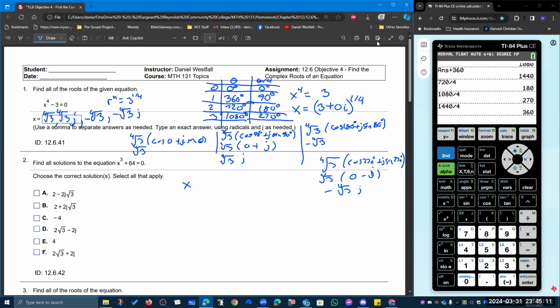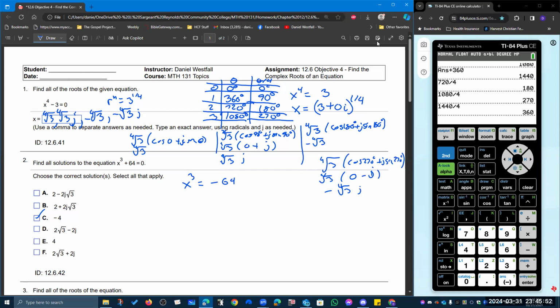Choose all the correct solutions for this one here. So x cubed is equal to negative 64. We know 4 times 4 is 16 times 4 is 64, so we should have one answer that is negative 4. We know that that's our real solution. 4 is not a solution. Let's go ahead though and look at our roots of unity here. It's so much easier to do this in e to the i theta form, but let's just do it the way that they told you to do it.